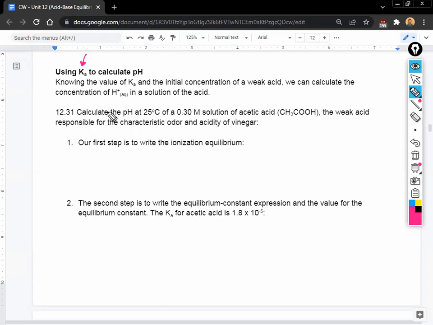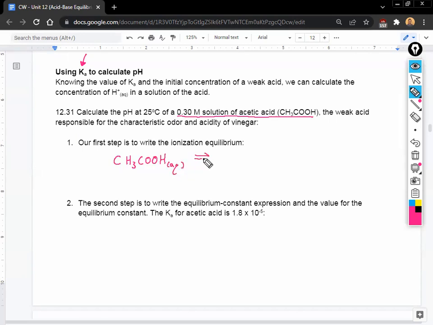Okay, so we have a problem. We're trying to calculate the pH of a 0.3 molarity solution of acetic acid. This is a compound from vinegar. It's a weak acid. Okay. The first thing we want to do is write the ionization equilibrium. Basically, this is just telling us, hey, write the chemical equation. So we're going to write acetic acid, and it's dissolved in water, so it's aqueous.